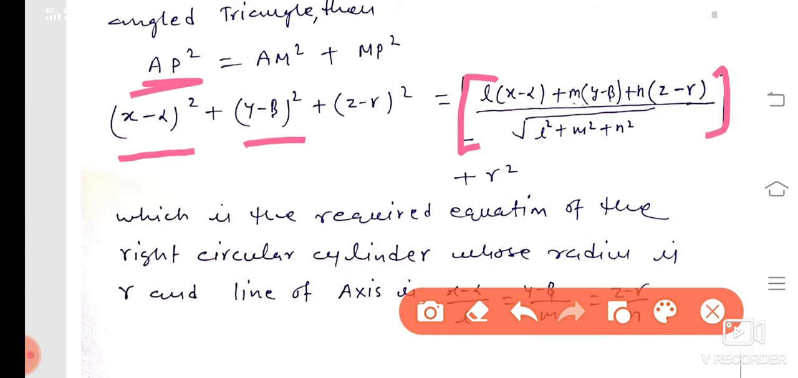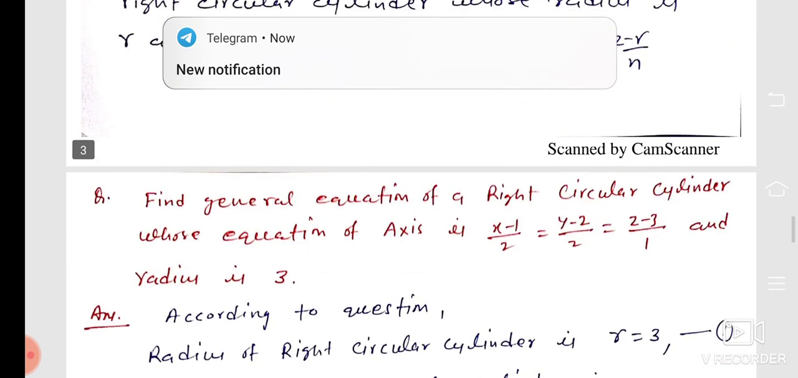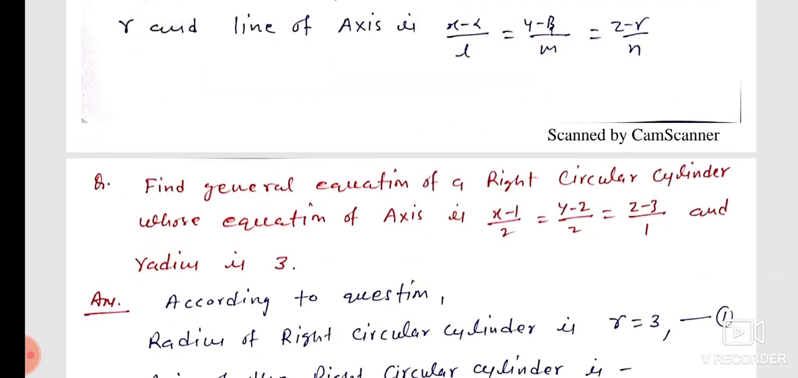So this is AM, but we want the square of AM, according to Pythagoras theorem. And the third term is MP. MP is the radius, but we want the square of the radius, that is R square. So students, this is the required equation of the right circular cylinder whose radius is R and line of axis is (x minus alpha) upon L, (y minus beta) upon M equals (z minus gamma) upon N. So this is your required equation of the right circular cylinder.